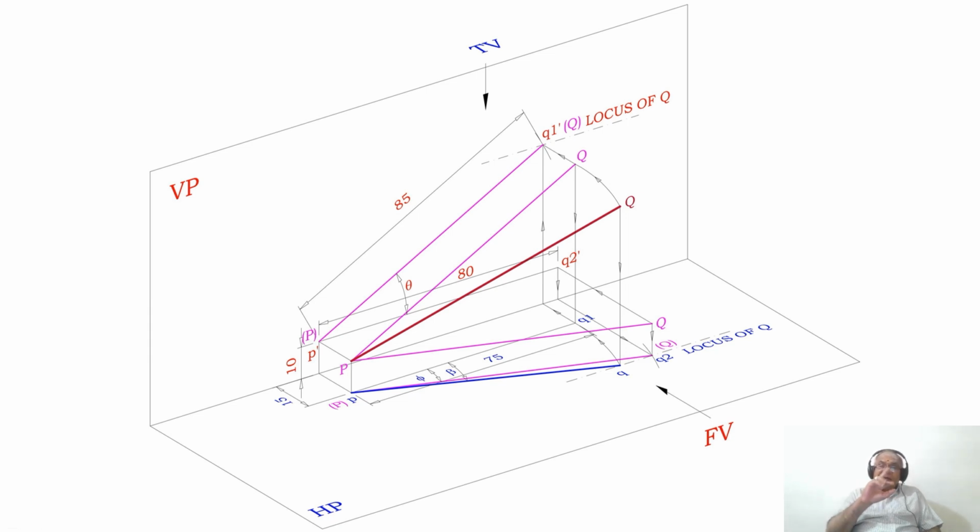When you rotate the line in space and look from the top view, that image is rotated from P as center with PQ1 as the radius, such that Q cuts the locus of Q in the top view. This is how you will be able to find the apparent inclination with respect to VP in the problem.